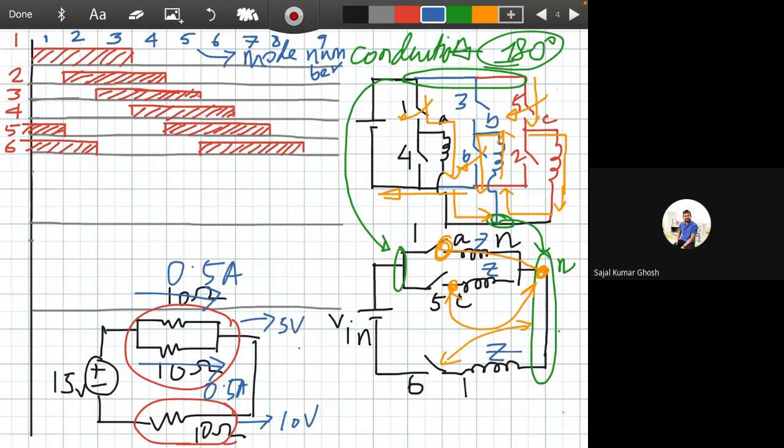We can do it in another fashion. How can we do it? We can use the voltage division rule.